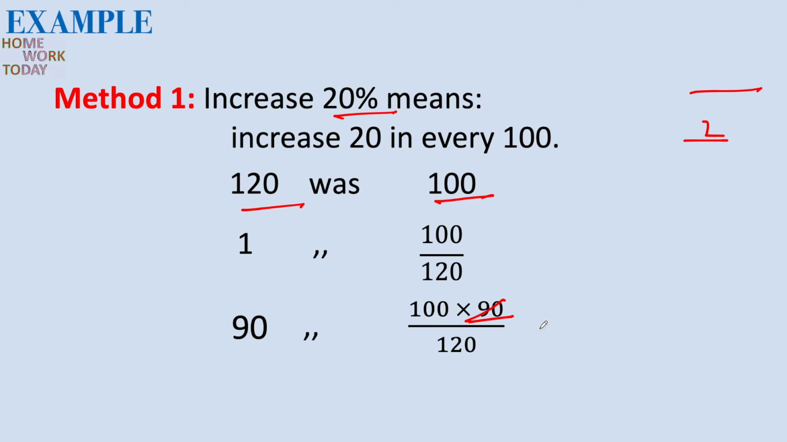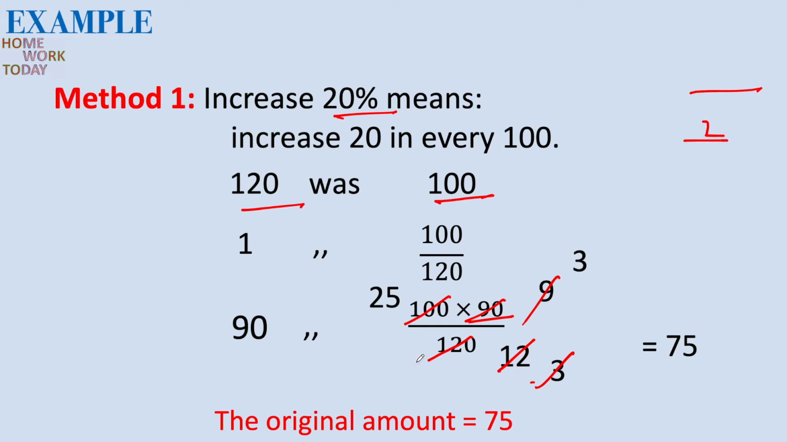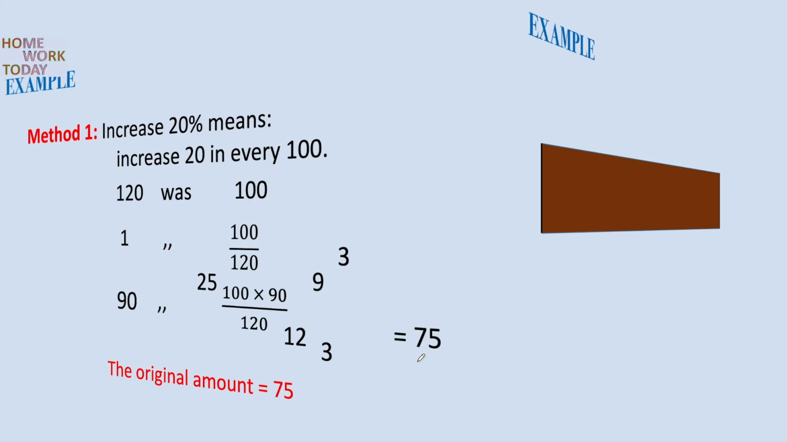Now let's simplify. We divide 90 by 10, we get 9. Dividing 120 by the same 10, we get 12. Dividing 12 by 4, we get 3. Dividing 100 by the same 4, we get 25. We divide 9 by 3, we get 3. Now we just multiply 25 by 3 and we get 75. So the original amount is 75.